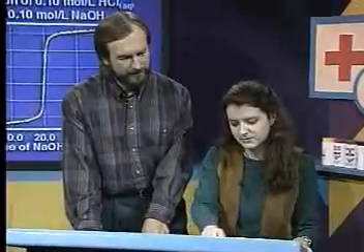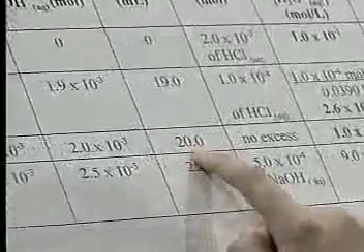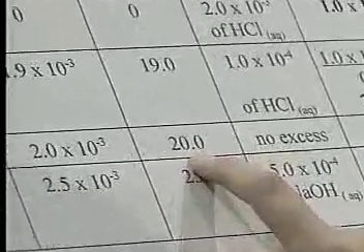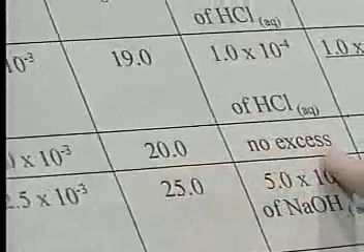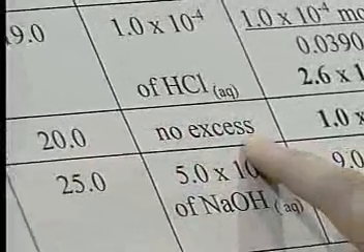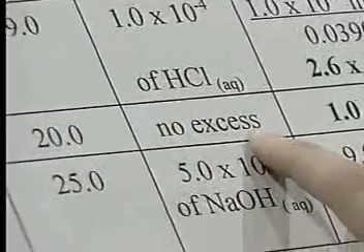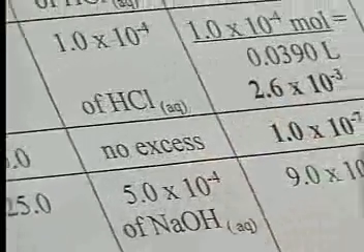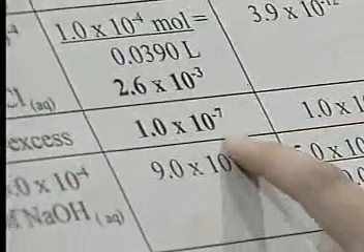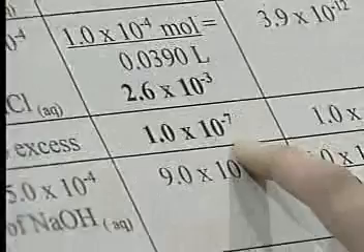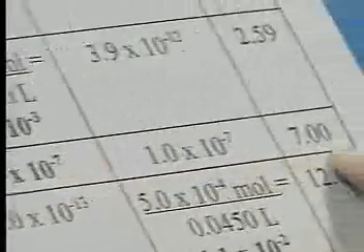All right, now the next entry we have in our chart is where we have added 20 milliliters of sodium hydroxide to the 20 milliliters of hydrochloric acid. And so that means we have no excess, since we have equal amounts of the solutions, and the solutions are in equal concentrations. So our equilibrium concentration will be 1.0 times 10 to the negative 7 moles per liter, and the pH would be 7, which is neutral.